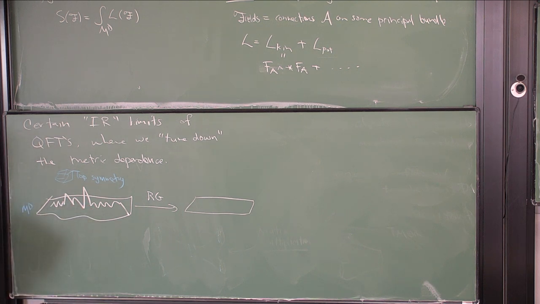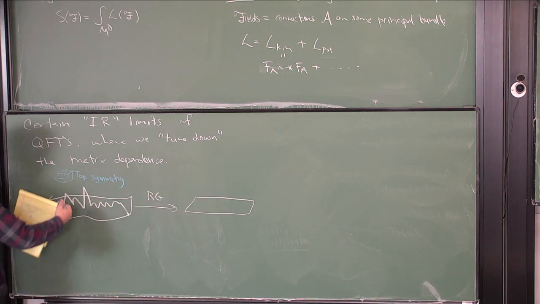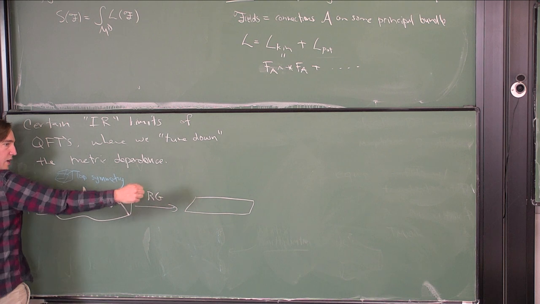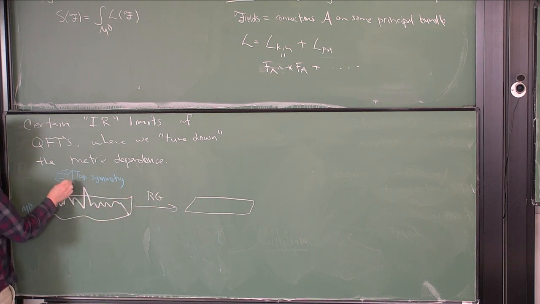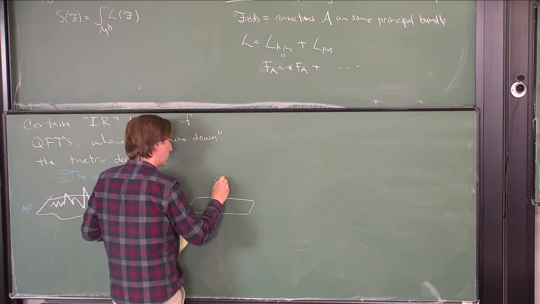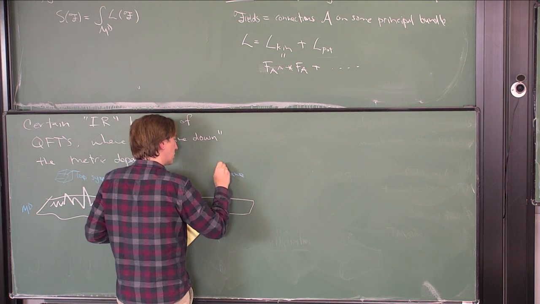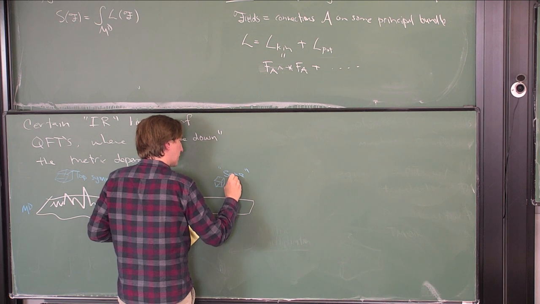The biggest reason that we want to do that is when you do this RG flow, what you're basically doing is you're zooming and zooming and zooming out on this picture. But this thing was already scale invariant. So what you get at the end has the same symmetry.